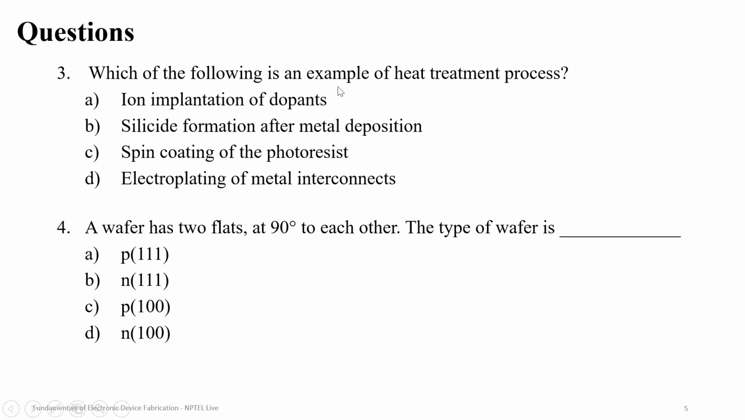Which of the following is an example of heat treatment process? Ion implantation of dopants, silicide formation after metal deposition, spin coating of the photoresist, electroplating of metal interconnects.